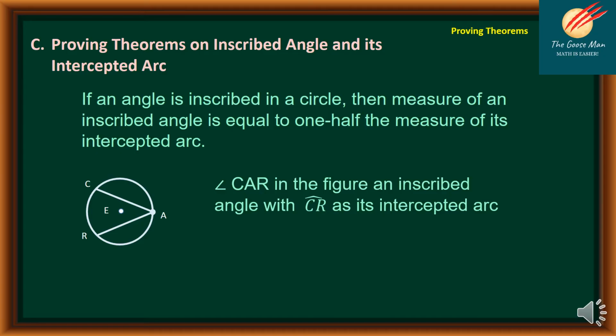So let us consider circle E. We have here angle CAR, which in the figure is an inscribed angle with arc CR as its intercepted arc. We can say that the measure of angle CAR is equal to 95 degrees. Then the measure of arc CR is equal to twice 95 degrees, so that is 2 times 95, which is equal to 190 degrees.